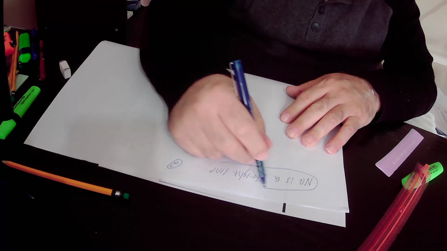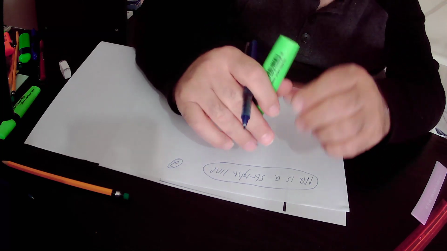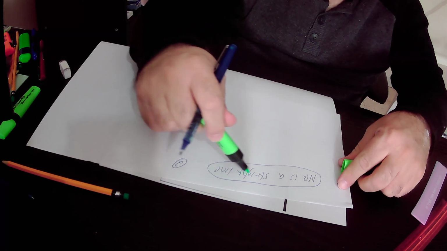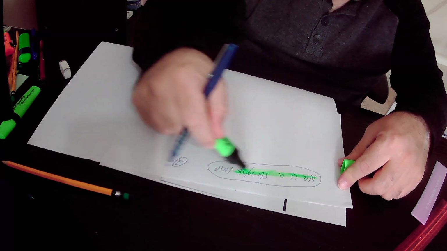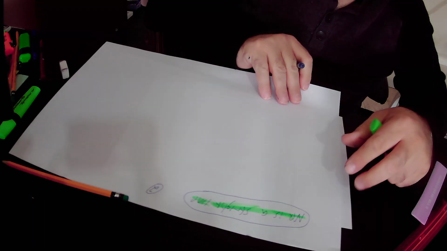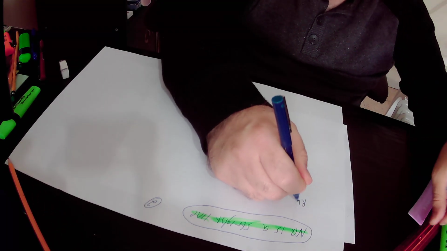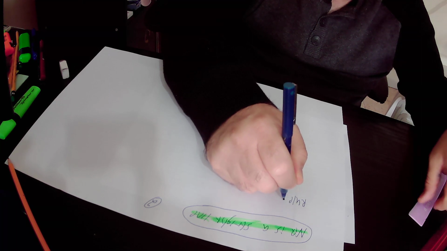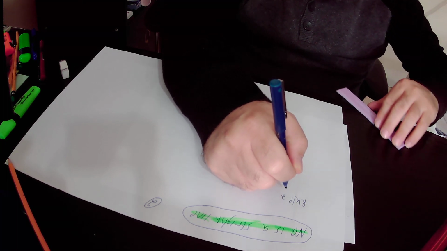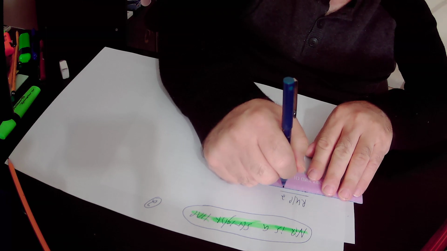And we have rule number 2. According to rule number 2, the sum of the angles on one side of a straight line is equal to 180 degrees. Write it down.